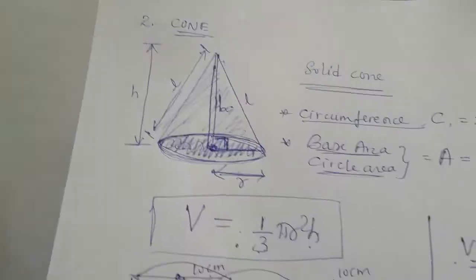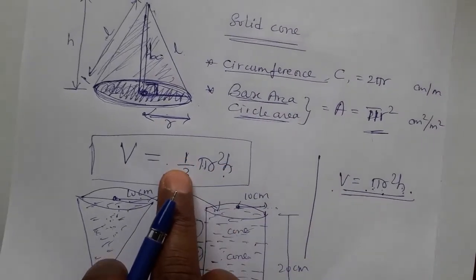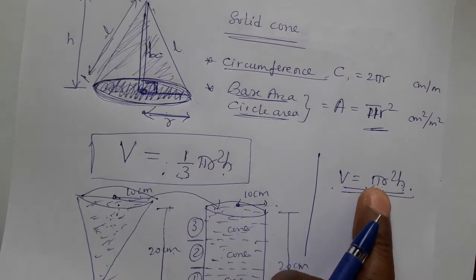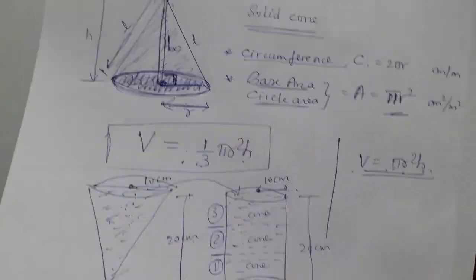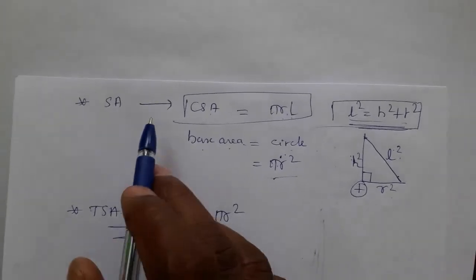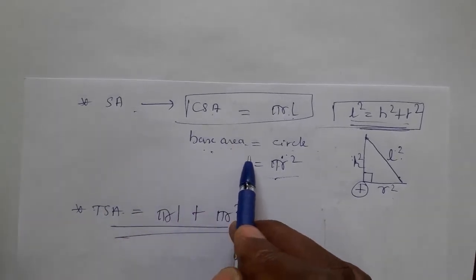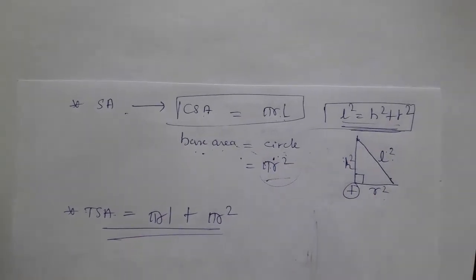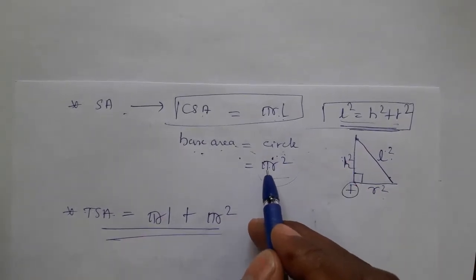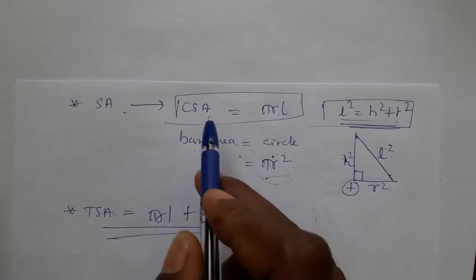How to remember the volume formula? If you know the cylinder formula, pi r square h, the cone is 1/3 of it. We proved practically that it is 1/3 of pi r square h. Go to the surface area: two types, curved and base area. Base area, no need to worry again, everywhere base area is a circle only. In a cylinder two circles, 2 pi r square. In a cone one circle, 1 pi r square.